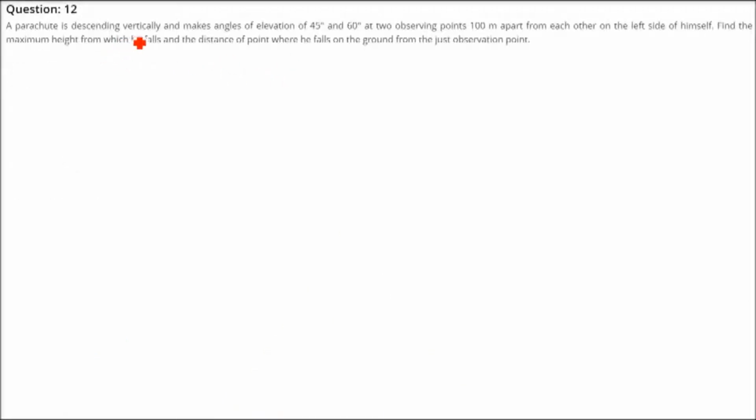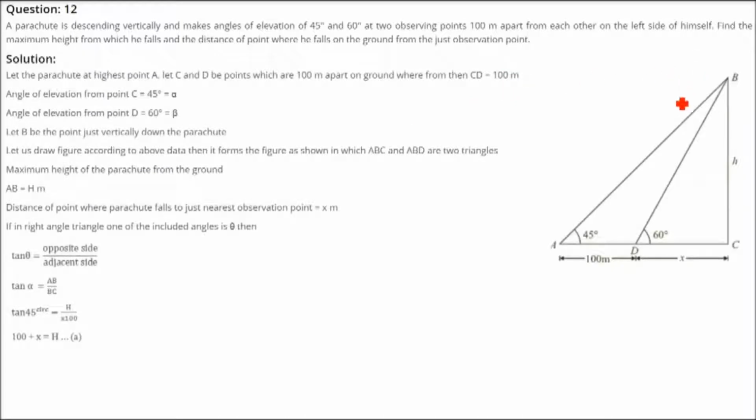A parachutist is descending vertically and makes an angle of elevation 45 degree and 60 degree at two observing stations 100 meter apart from each other on the left side of himself. Find the maximum height from which he falls and the distance of the point where he falls on the ground from the nearest observation point. So here we have the parachute.